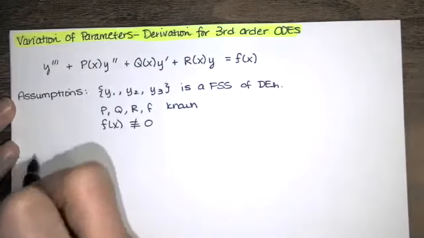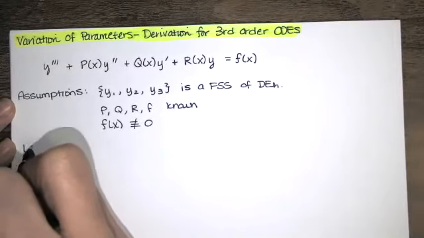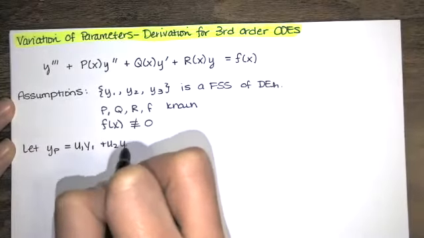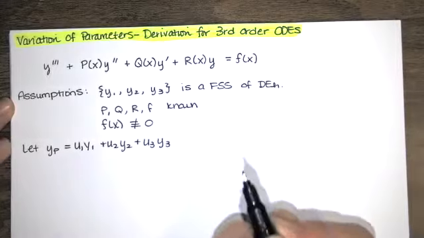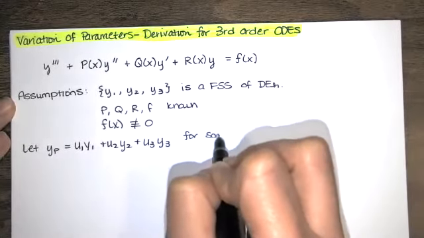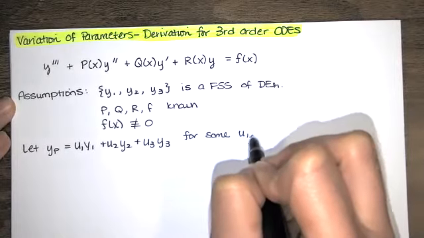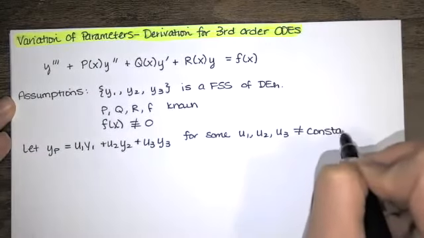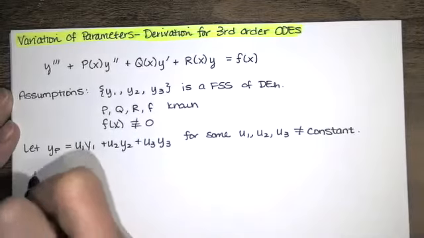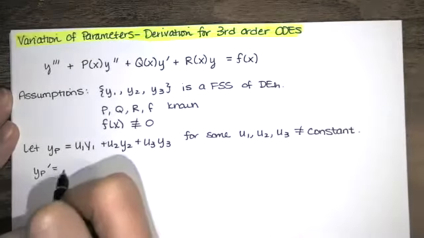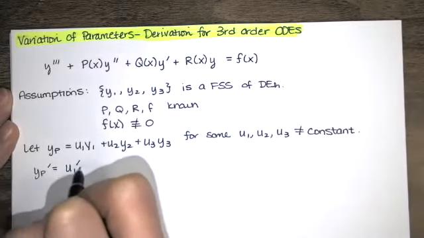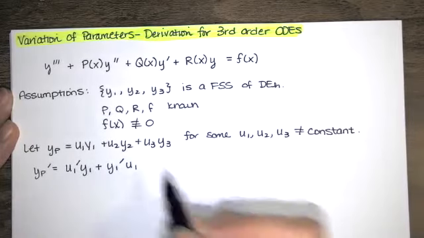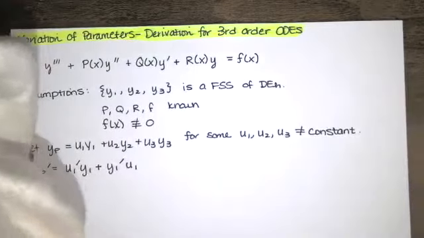Then in that case, we would assume that y sub p is equal to u1 y1 plus u2 y2 plus u3 y3, for some non-constant functions u1, u2, and u3. Well, then if we take the first derivative, we get this. By the product rule, we have the derivative of the first times the second plus derivative of the second times the first. Actually, I'm going to shift to using color for those derivatives.